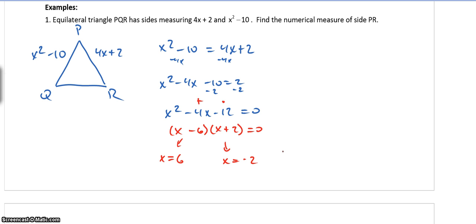Now we need to test that they both work. So let's go with 6. We want to find the measure of PR. So PR is 4x plus 2. So instead of x, I'm going to substitute in 6.